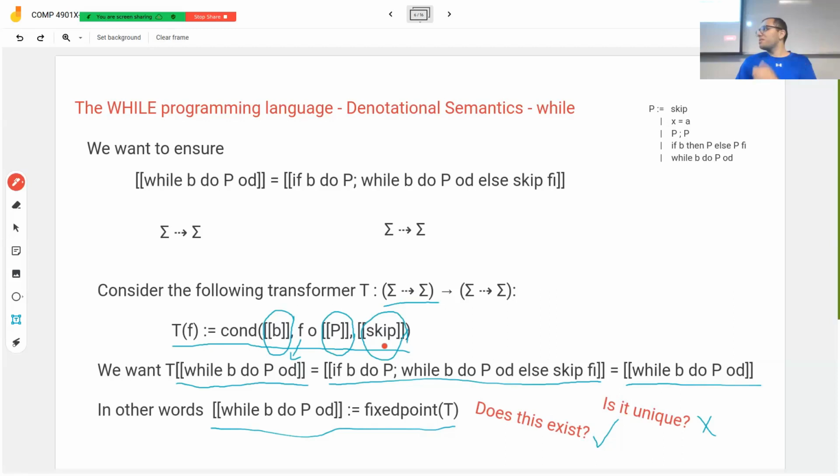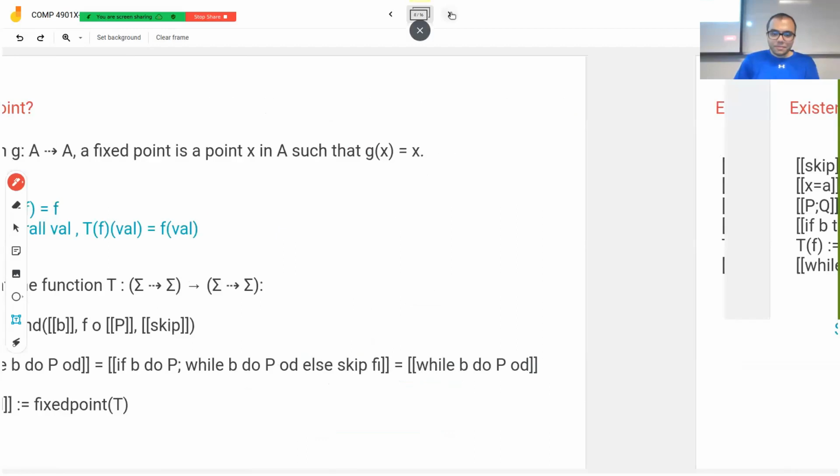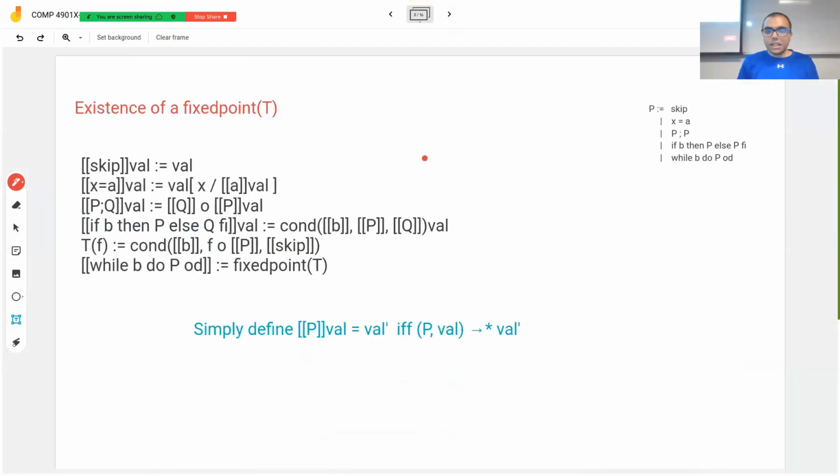I mean, it's not very meaningful if we give it anything else, but it's defined. Okay. So what's the point here? I want to say that a fixed point exists, and the way I show that a fixed point exists is that I say my operational semantics actually match my denotational semantics for every case other than while.